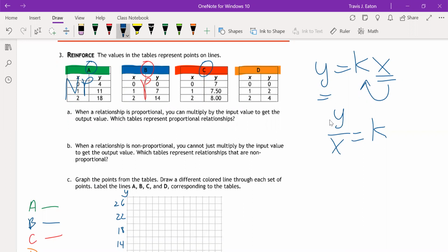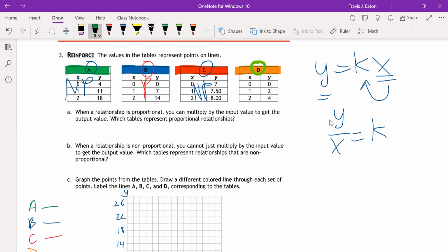7 divided by 0 is 0. Okay. 750 divided by 1 is 750. $8 divided by 2, well, that's $4. Well, those are different numbers. When you divide, they have to be the same. So not proportional. Okay. And let's take a look at D.